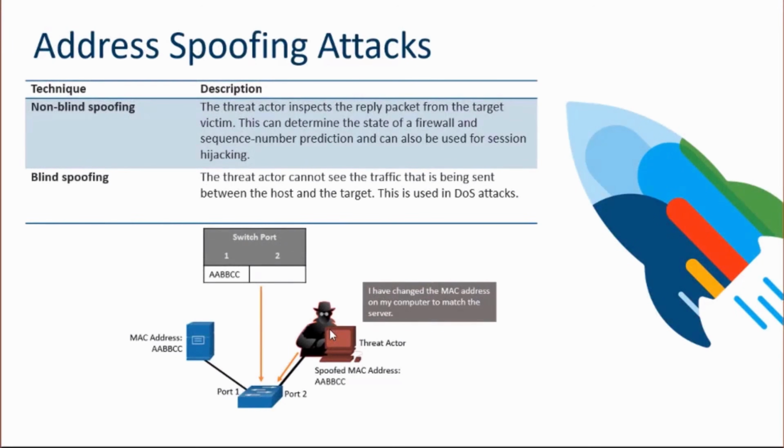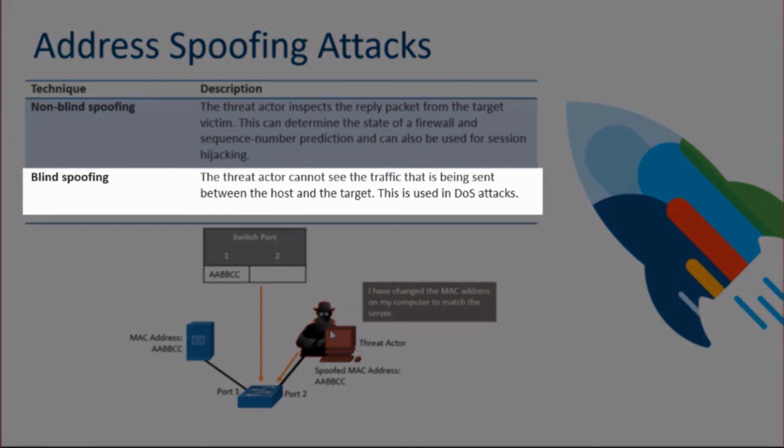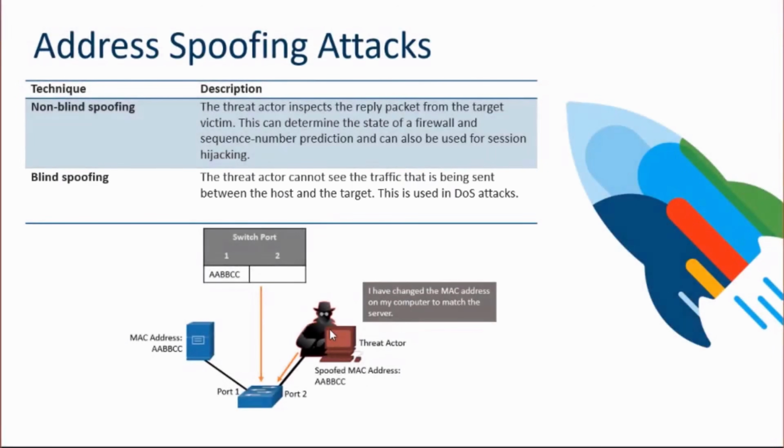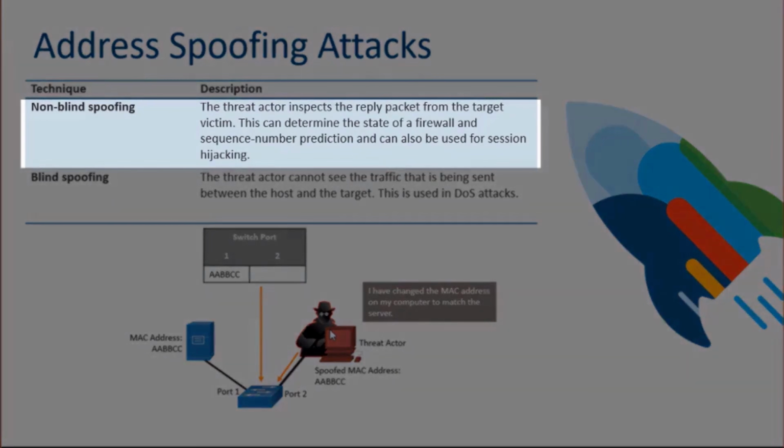Lastly, we have address spoofing attacks themselves. This is where we commonly can see non-blind and blind spoofing. Blind spoofing is the easiest to talk about because this is where a threat actor can't see the traffic being sent between a host device and the target. In blind spoofing, we have our threat actor trying to manipulate and utilize MAC addresses for their own DoS purposes. With non-blind spoofing, this is where we actually have a threat actor trying to hijack a session.